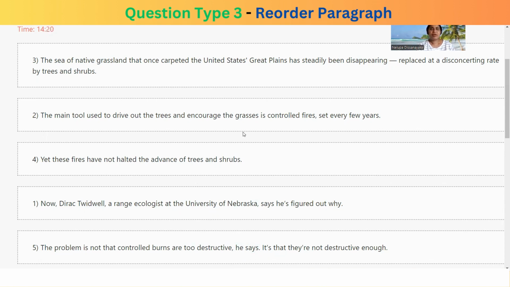So now this is how you have to solve reorder paragraphs, and you will be given marks for pairs. In this situation, you will be given 1 mark for this pair, another mark, and the third mark, and you will in total be given 4 marks for this question. Now let's discuss the next question type.